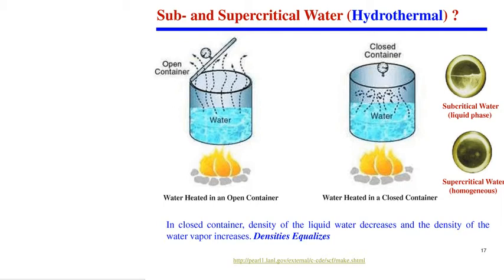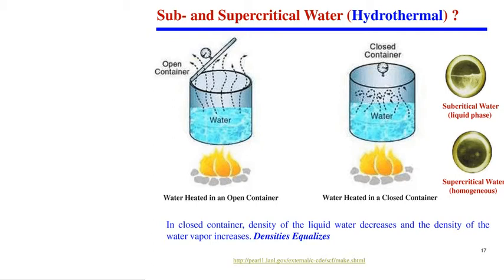The density of liquid water will start decreasing if you keep heating, and vapor density will keep increasing. Initially it will be 2-phase, liquid water and vapor, but there will be a point when there will be no boundary between vapor and liquid. That means density will equalize and we will have a homogeneous phase, and that is called supercritical water. The critical point is the point beyond which the phase boundary does not exist between vapor and liquid.